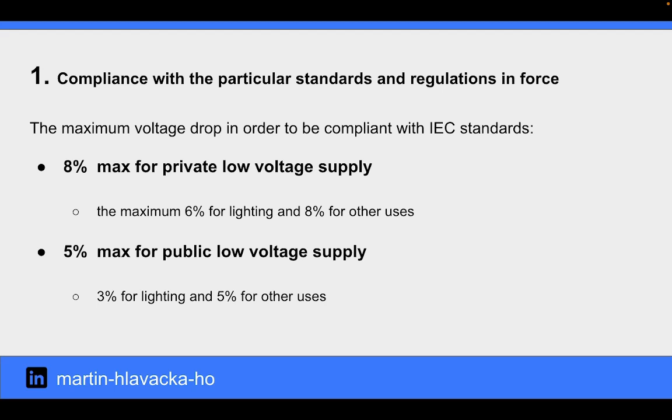In low voltage installations fed from a private low voltage distribution system, the maximum voltage drop allowed by the IEC standard is 6% for lighting and 8% for other uses. In low voltage installations fed directly from a public low voltage distribution system, the maximum voltage drop allowed by the IEC standard is 3% for lighting and 5% for other uses.